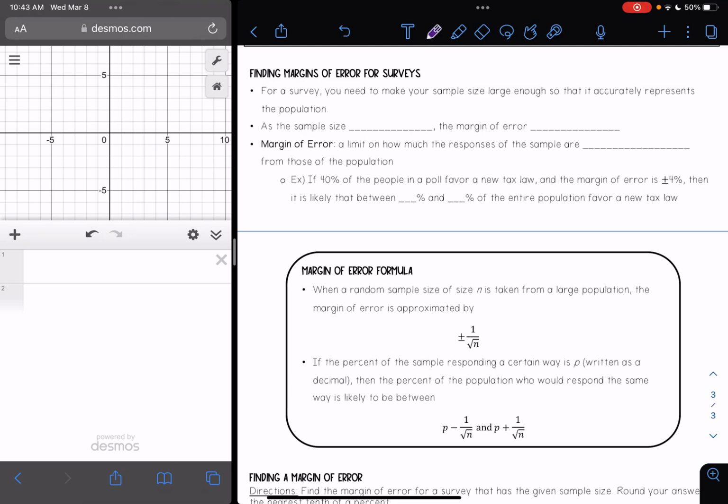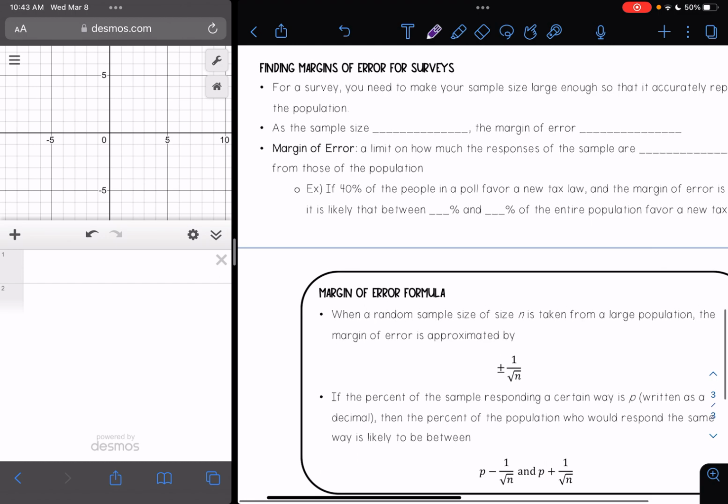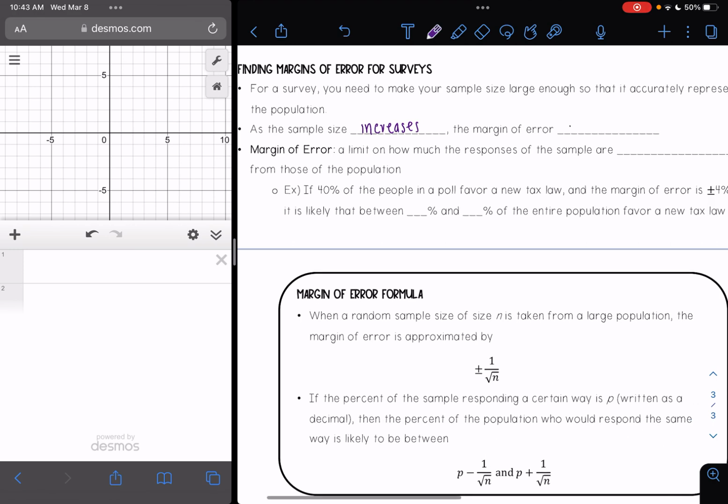In this video, we're going to be looking at finding margins of error for surveys. For a survey, you need to make your sample size large enough so that it accurately represents the population. We saw that in action in the previous examples, because as the sample size increases, the margin of error decreases. So you may say, what is the margin of error?